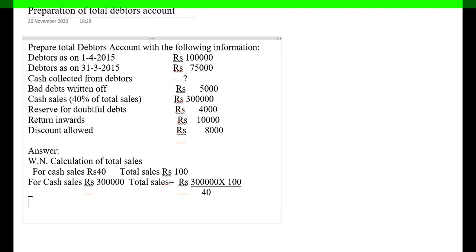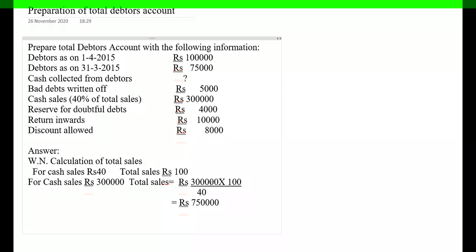So 3 lakh into 100 divided by 40 comes to rupees 7,50,000. Dear students, please remember this is the total sales we have got.